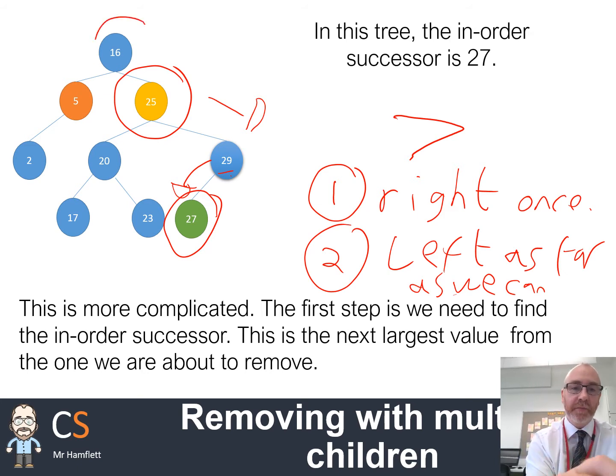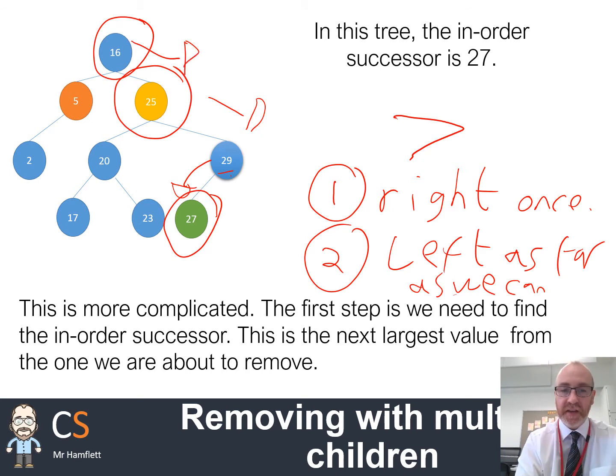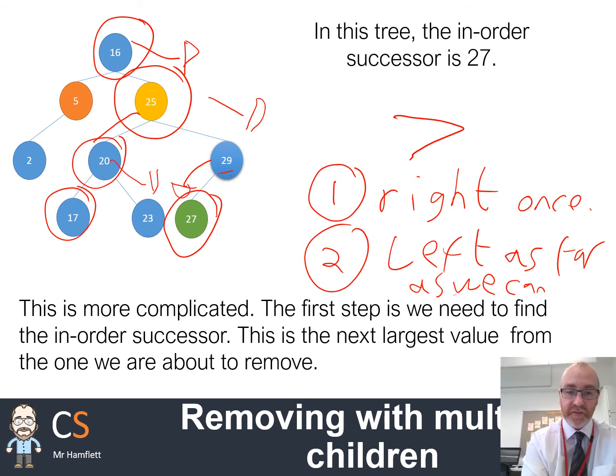Let's look at 16. How do I find the in-order successor? I go right once, and then I find the next smallest number. Well, I go left as far as I can. I go left, I can go left again, and I found 17. 17 is the next biggest number. We can do that on any node. Let's say you want 20: I go right once, then left as far as I can. Well, there's no more left at 23, so 23 will be it. Go right once, left as far as we can: the in-order successor.